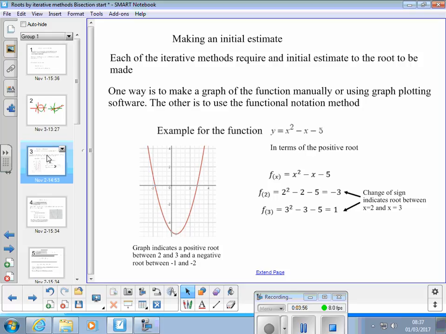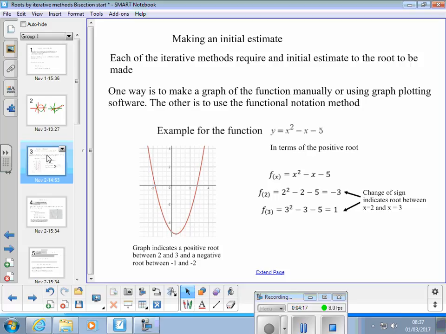We need to be quite close. If we're not reasonably close, we could have a situation with more complex functions where there are very quick turns, and we could go completely the wrong side and look completely in the wrong place for a root.